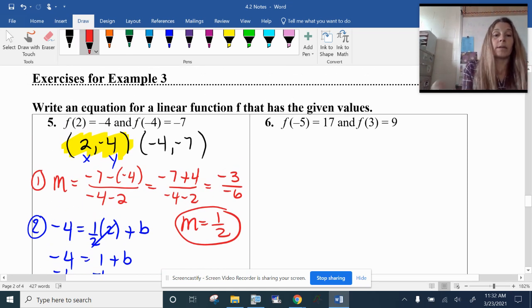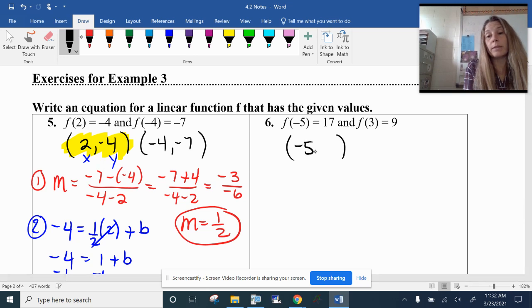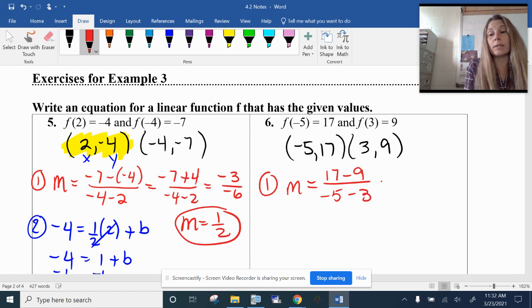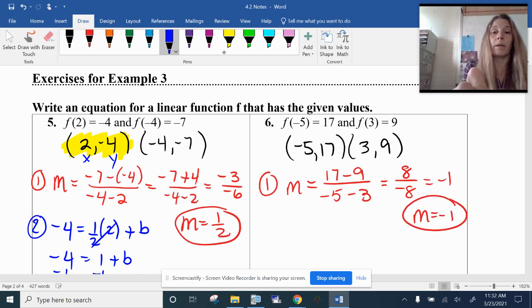And one more of these. So again, rewriting this as ordered pairs, (-5, 17) and (3, 9). I'm going to go ahead and find my slope. This time I'm going to do y1 minus y2, since I like to do the 17 minus the 9, then -5 minus 3. So that's going to give me 8 over -8, which simplifies to a slope of -1.